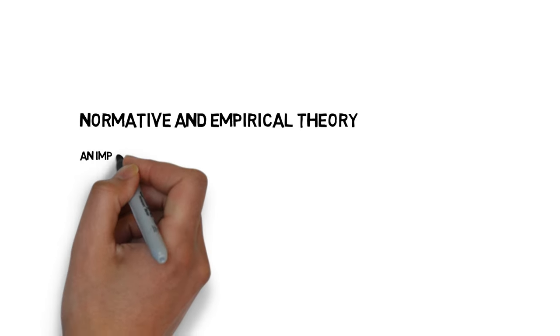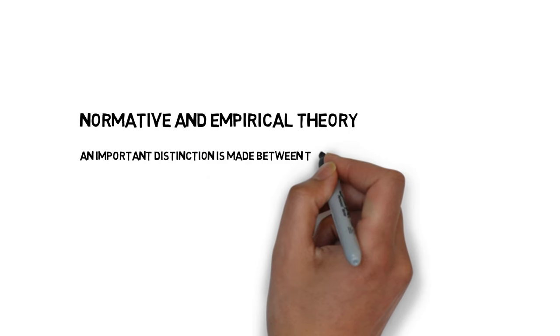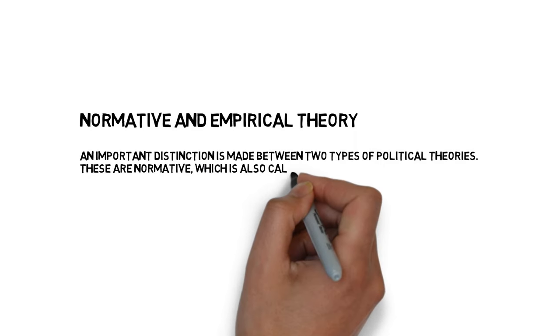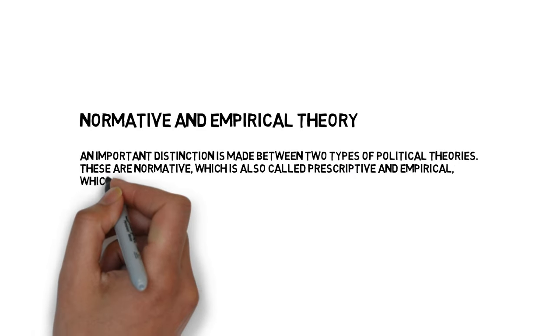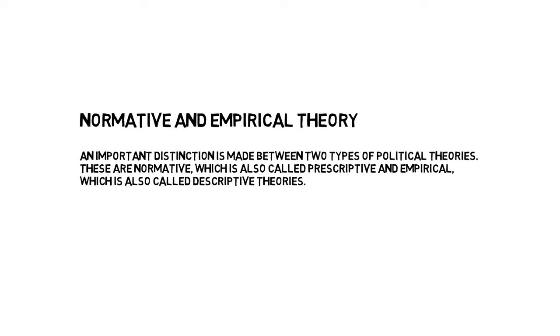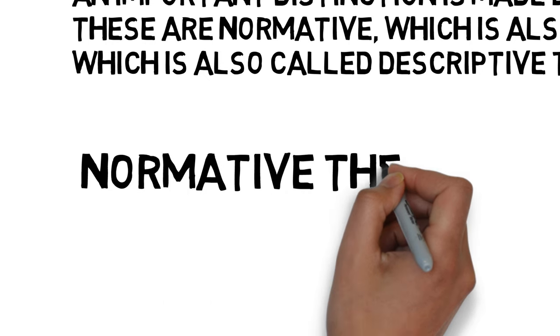Today, in this video, we are going to study and understand normative and empirical theory. Before we begin with the normative theory, we just need to understand one point. An important distinction is made between the two types of political theories. These are normative, which is also called prescriptive, and empirical, which is also called descriptive theory. So, let us begin with normative theory.